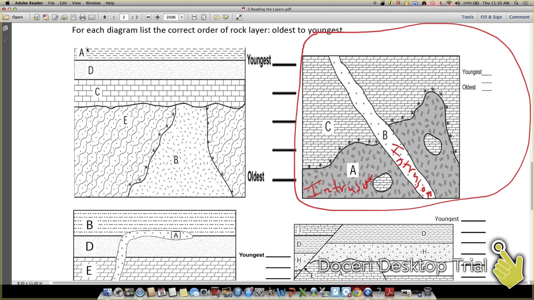What's the second thing we need to do? We already identified the features. We just did that. Rock layers. Do we need to identify any rock layers? Yeah. This is C, and that's C. That helps us to identify what's being affected.